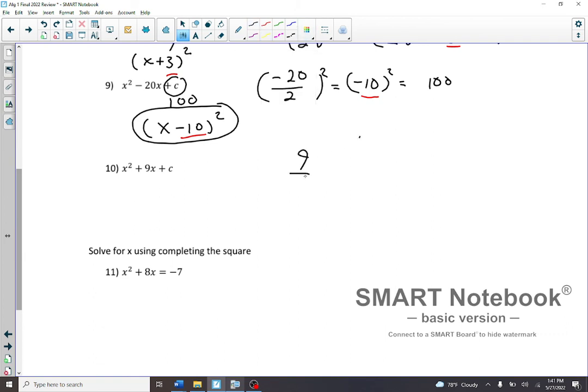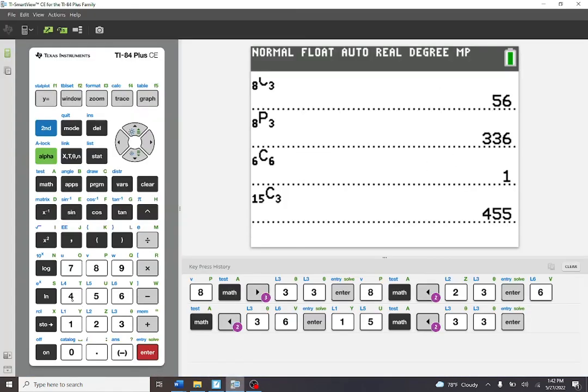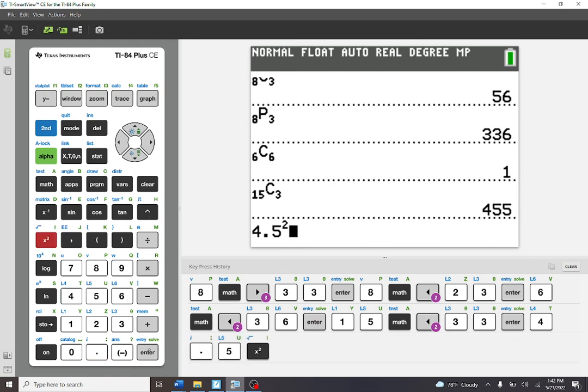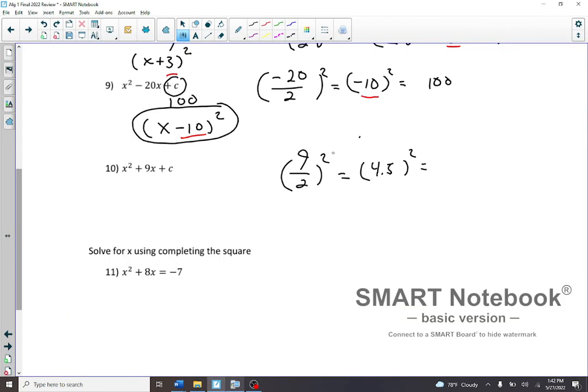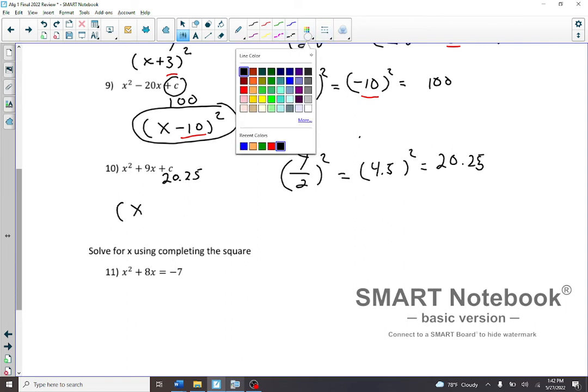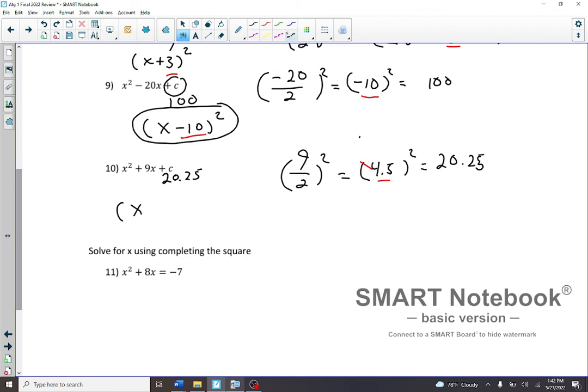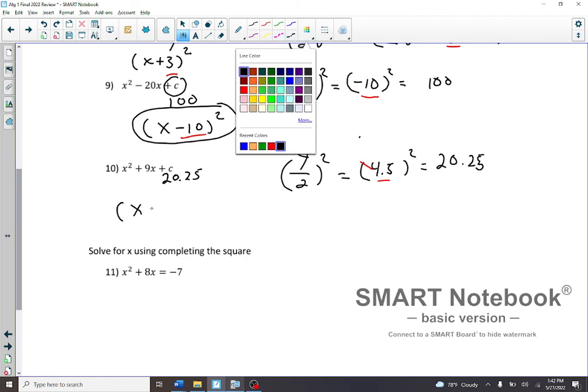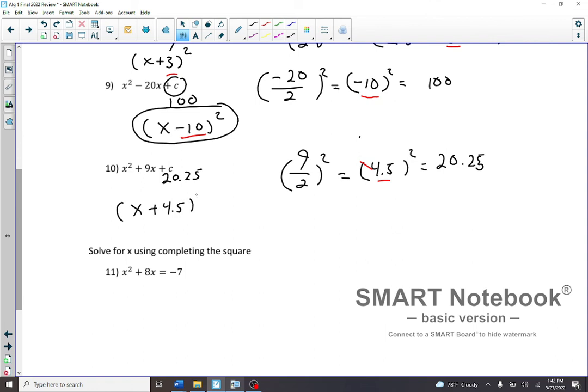This one, 9 divided by 2 squared, which is 4.5 squared. Let me just pull up the calculator. The 4.5 squared button is right here, diagonal of 7. 20.25. So the perfect number is 20.25. And it is factored because we know it has to match the number in here. I don't have to think about it. It's just going to be x plus 4.5 squared.